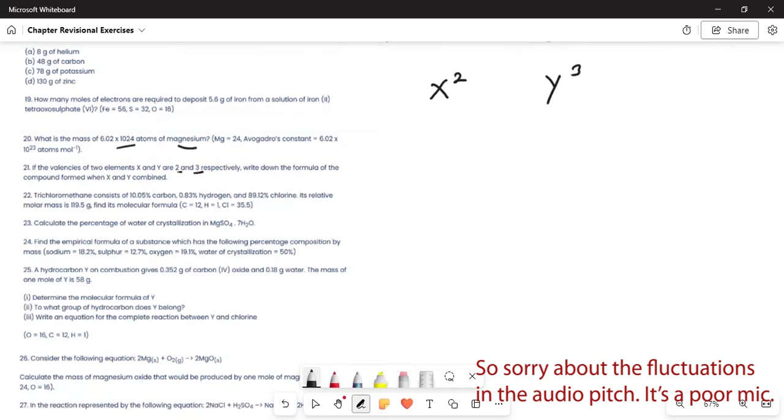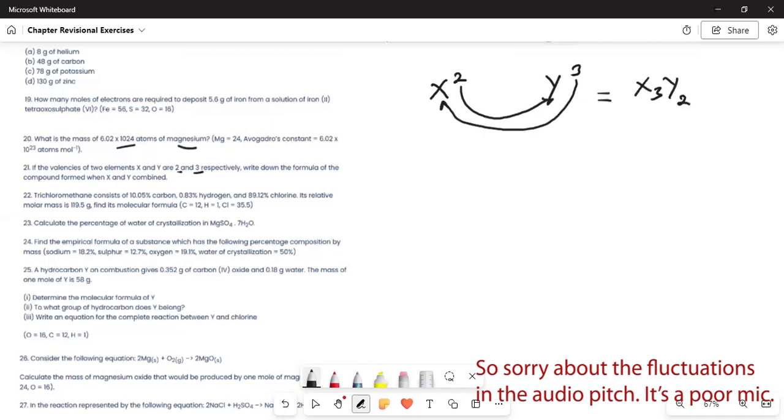When they combine, they are going to exchange their valency. That is why we define valency as the combining power. So for X we pick the 3 coming from Y, and for Y we pick the 2 coming from X, so that their formula becomes X3Y2.